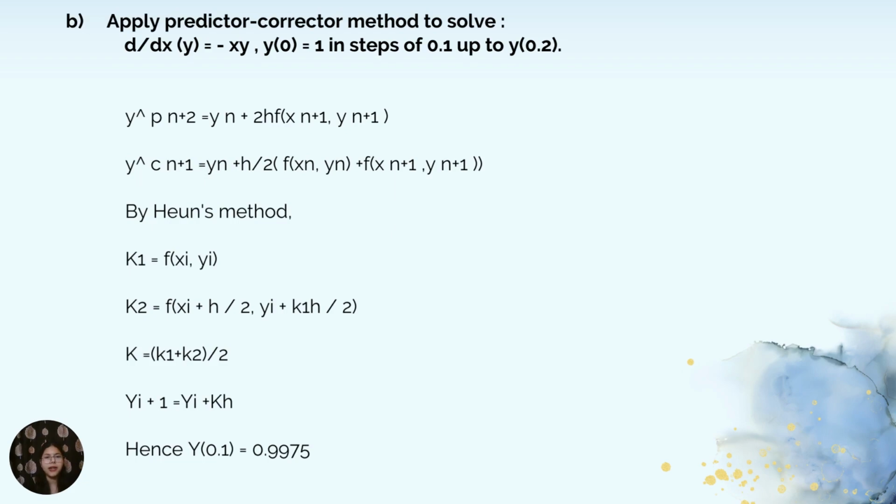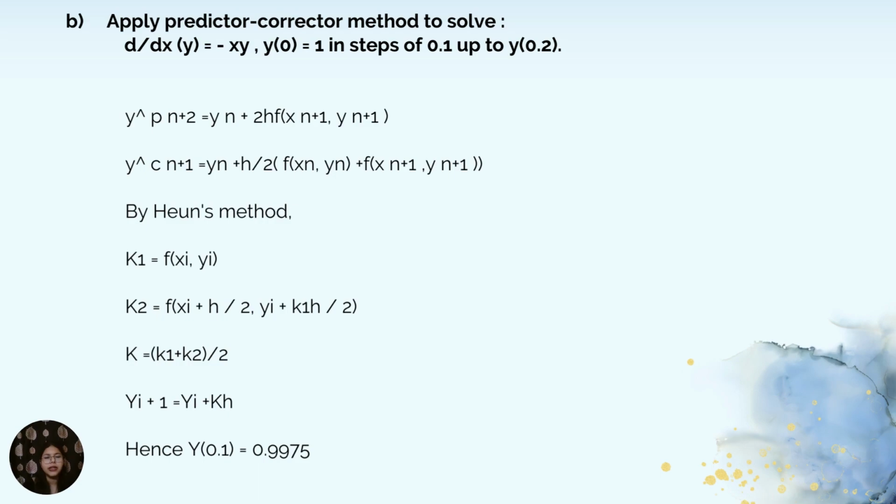Part B. Apply the predictor-corrector method to solve dy by dx equals y minus xy and y0 is equal to 1 in steps of 0.1 up to y of 0.2. y to the power p, n plus 2 is equal to y n plus 2h f of x n plus 1 and y n plus 1. y to the power c, n plus 1 is equal to y n plus h by 2 times f of x n, y n plus f of x n plus 1 and y n plus 1.